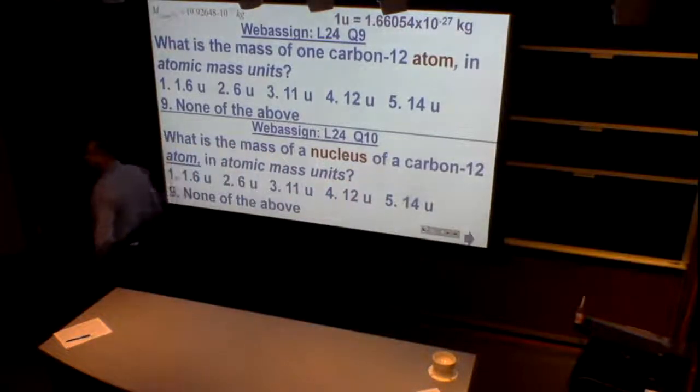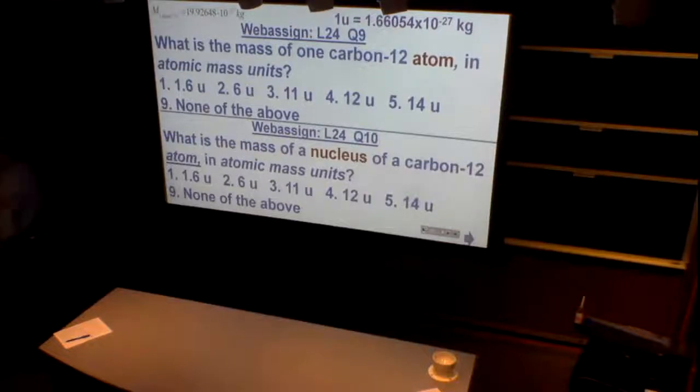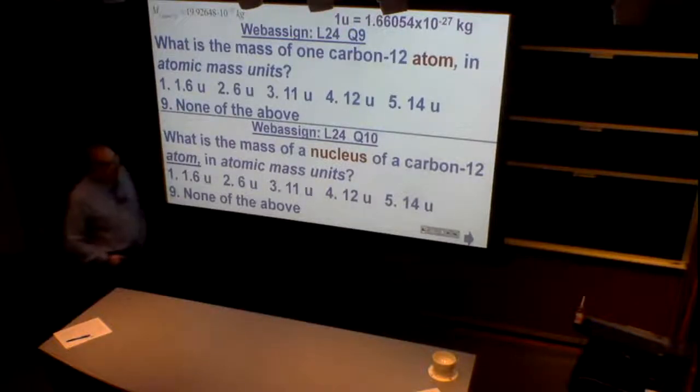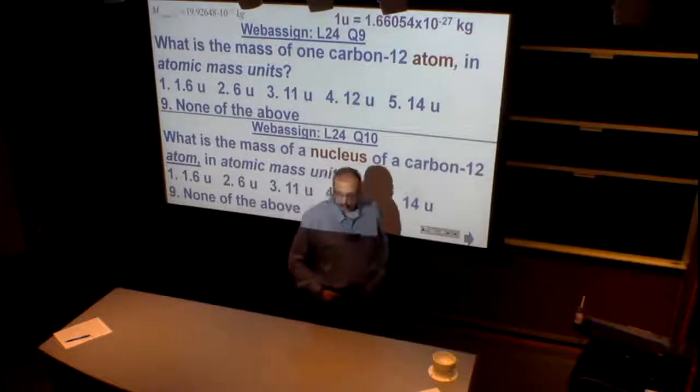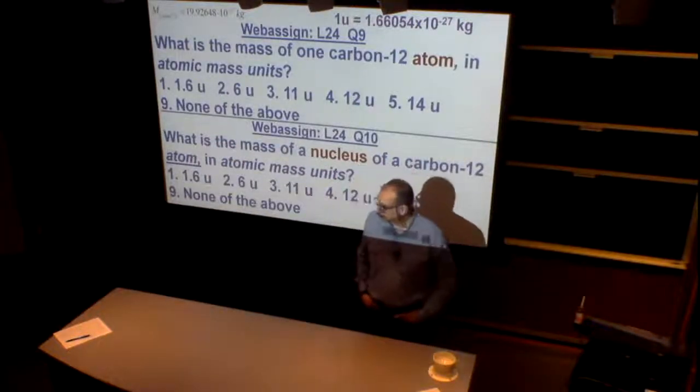Now we need to remember the definition of atomic mass unit. What is the definition of atomic mass unit? 1/12 of a carbon 12 atom. Yes. So if one atomic mass unit is equal to 1/12 of the mass of a carbon 12 atom, what will be the mass of a carbon 12 atom equal to?